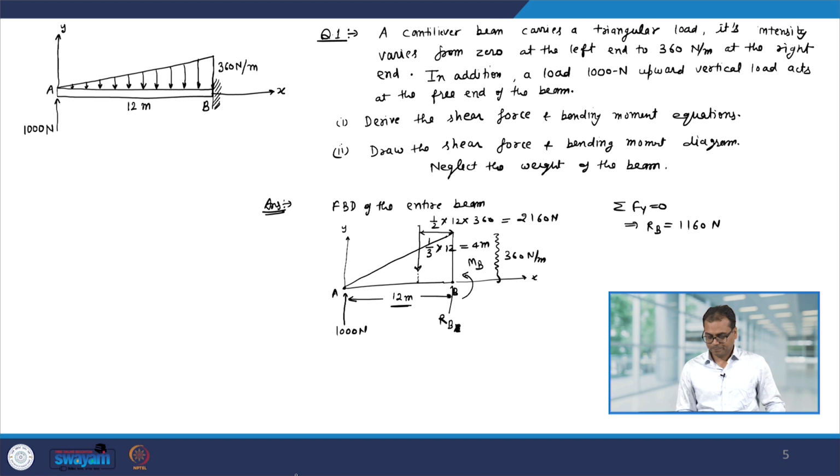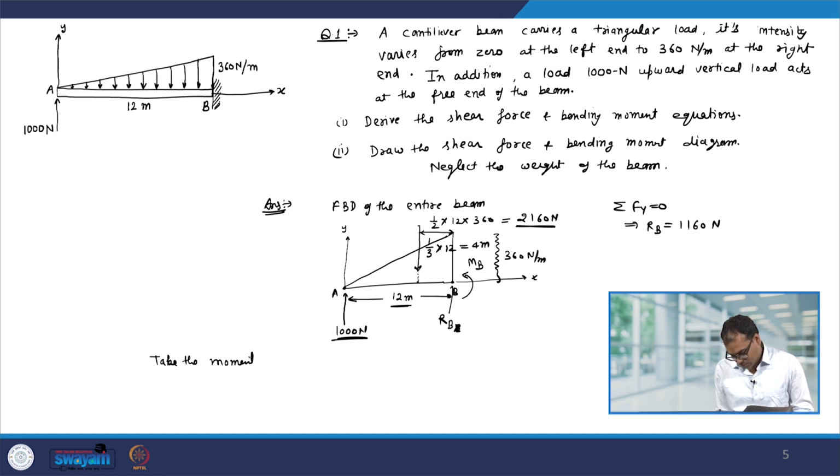1160 Newton, because we have 1000 force acting upward and we have 2160 Newton force acting downward. So, therefore, Rb will be 2160 minus 1000, which is 1160 Newton. Now, to find out the moment, this Mb, let us take the moment about B. So, in that case the RB is not going to do anything because it is passing through point B.